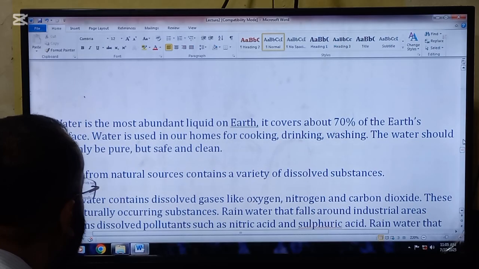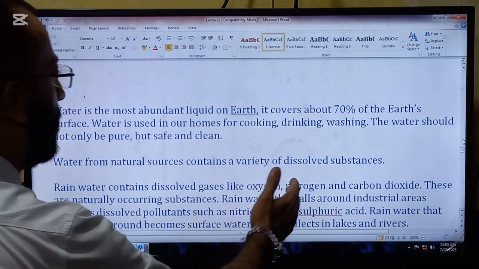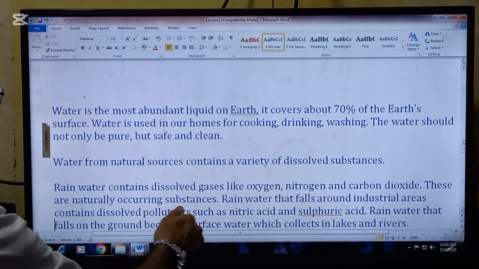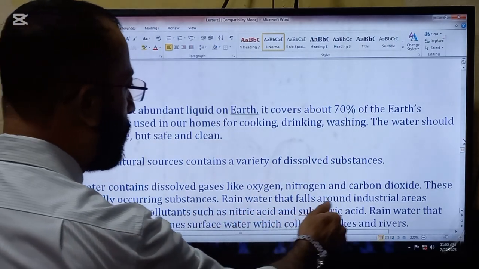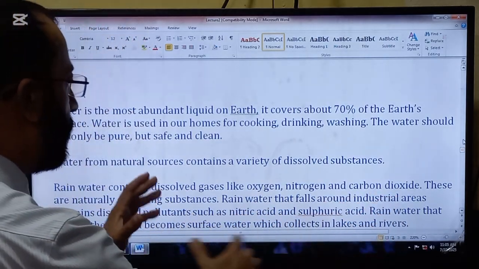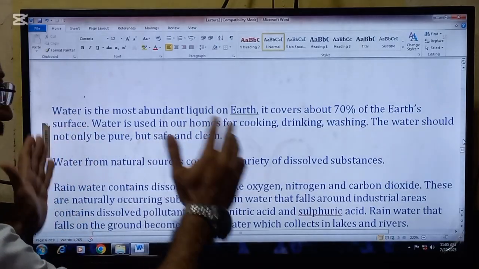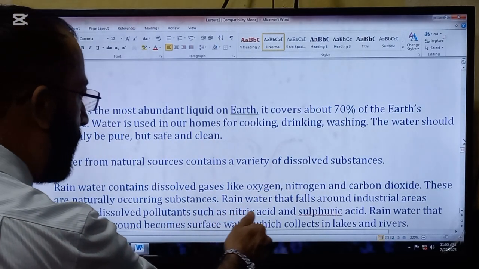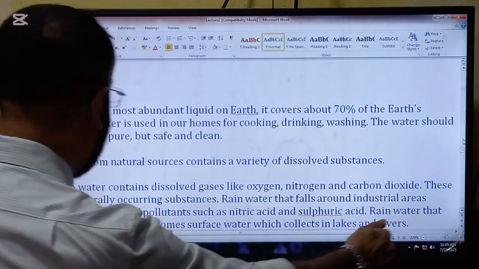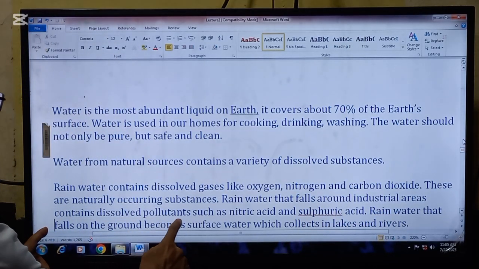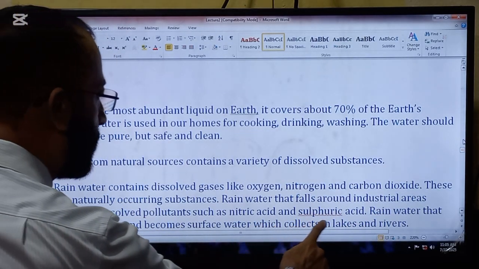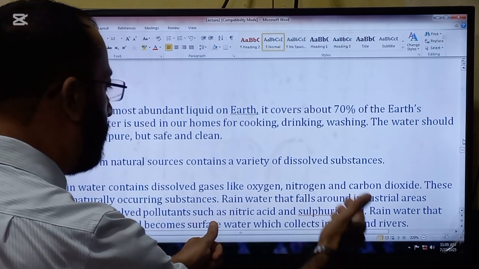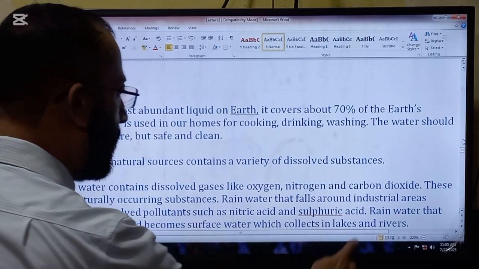Water from natural sources contains a variety of dissolved substances. Rainwater contains dissolved gases like oxygen, nitrogen, and carbon dioxide. So these are dissolved into the rainwater from the atmosphere. These are naturally occurring substances. Rainwater that falls around industrial areas contains dissolved pollutants such as nitric acid and sulfuric acid, which are byproducts produced by the industrial reactions.